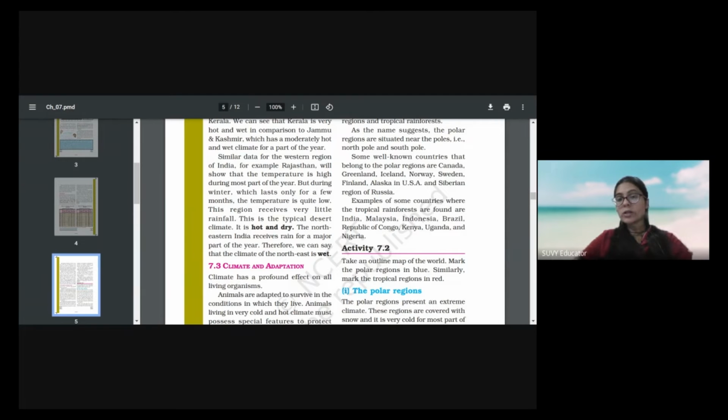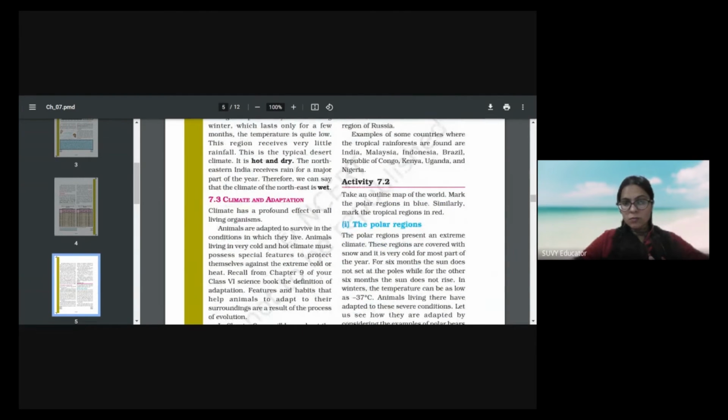I have told you, hot and dry means the rain is also not there. Raining hardly takes place, so it is a completely dry area. And if somewhere the climate is hot, fine, but there's rain also, there's humidity also, it will be called hot and wet, and hot and dry. So the hot and wet region is the northeast region. It is given in the book. The climate of the northeast is wet. On the other hand, the climate of the desert is hot and dry.